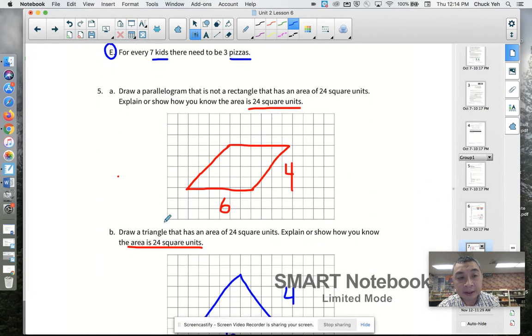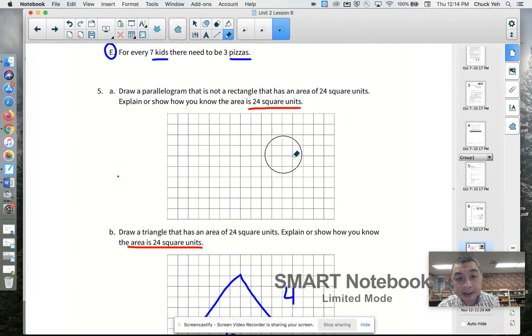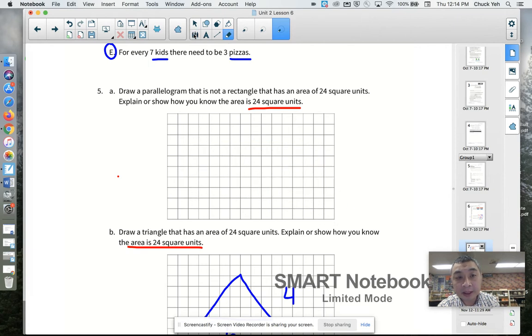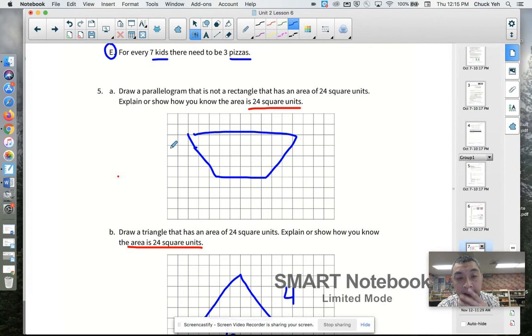Number 5. Draw a parallelogram that's not a rectangle that has an area of 24 square units. So this is a parallelogram, 6 and 4. You know, some of your classmates drew this. How is that a parallelogram? That's not a parallelogram. Some of your classmates even drew this. So that's not a parallelogram, okay?